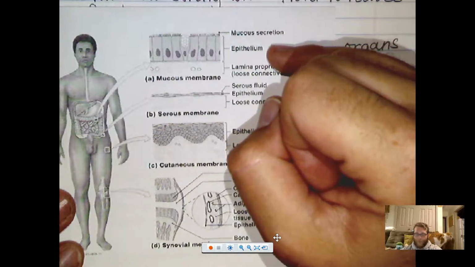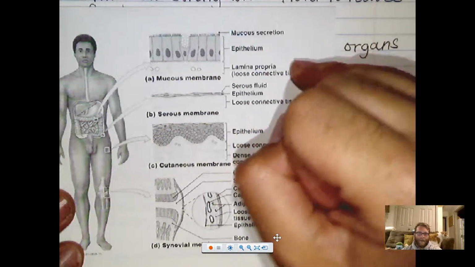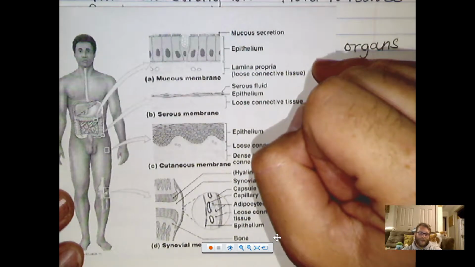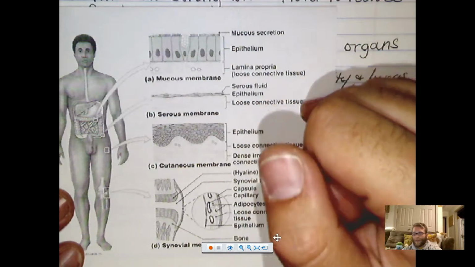Alright, so this mucosal membrane is made up of epithelium, and then you have this loose lamina propria, which is essentially loose connective tissue underneath that. So again, a loose area that's holding this mucous membrane down.